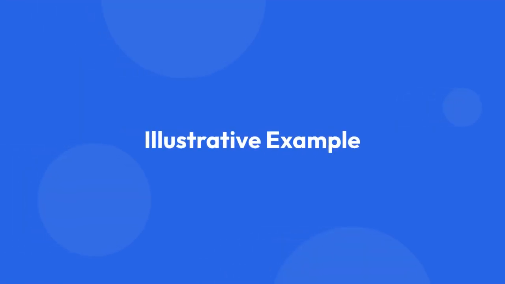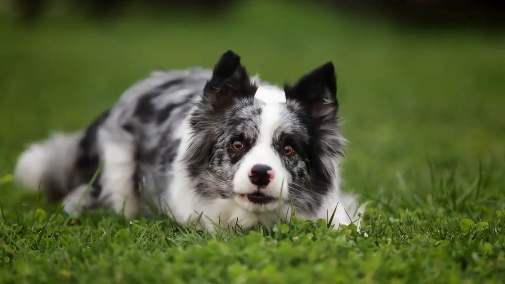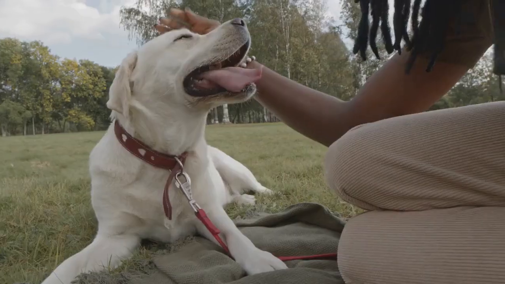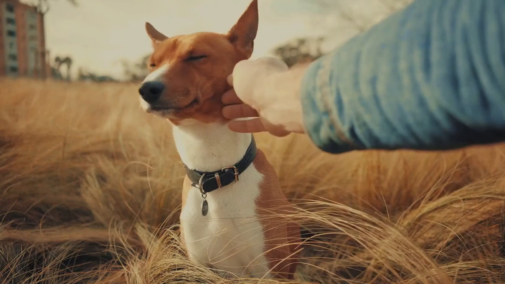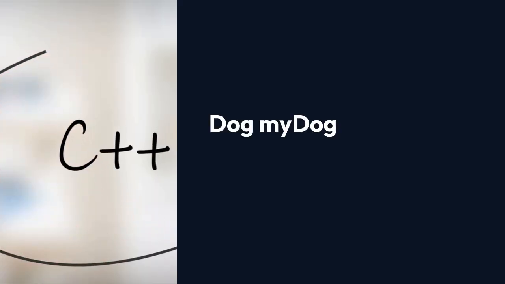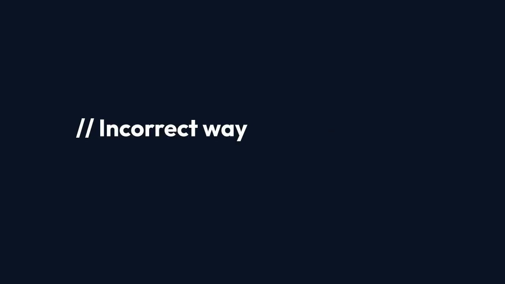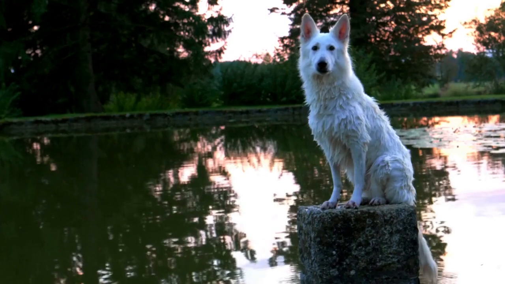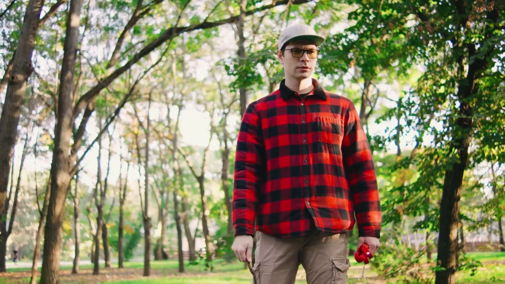3. Illustrative example. Imagine a Dog class with a bark function that is not static. C++: class Dog, public: void bark, std::cout << "Woof" << std::endl; int main. Correct way to call bark: Dog myDog; myDog.bark(); Output: Woof. Incorrect way will produce the error: Dog::bark(); Error: reference to non-static member function must be called. return 0.